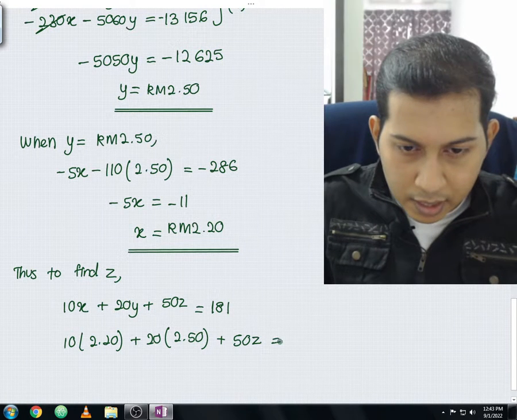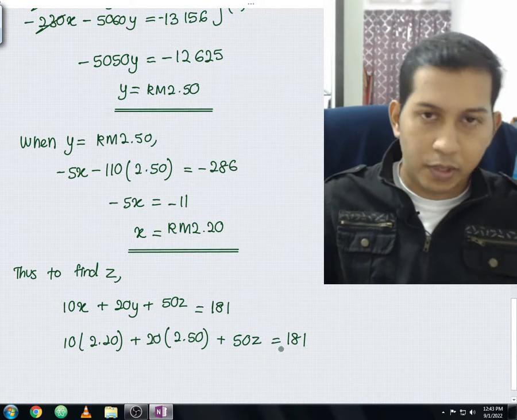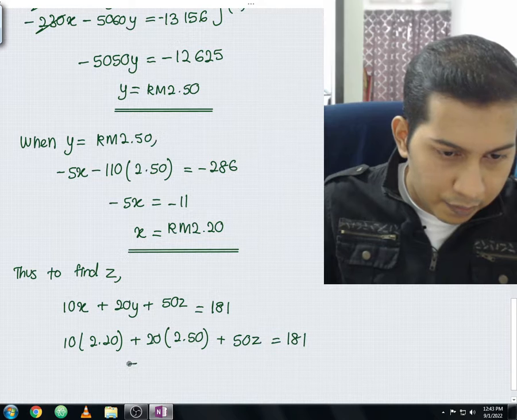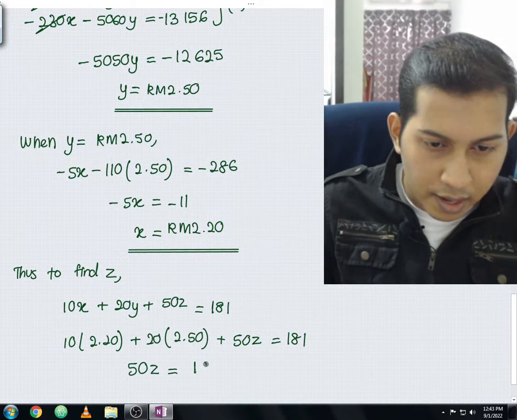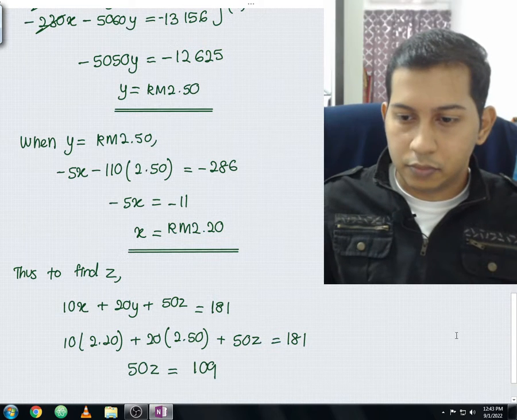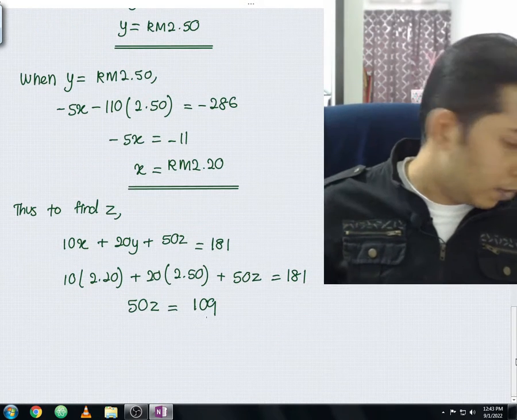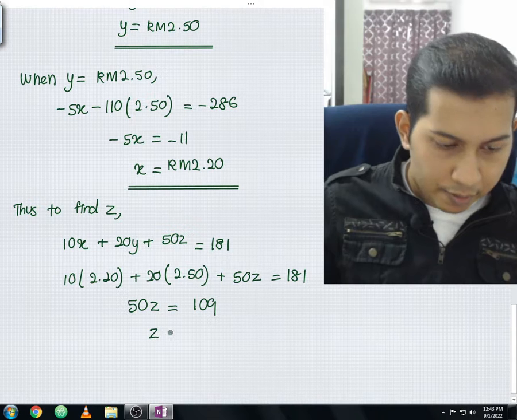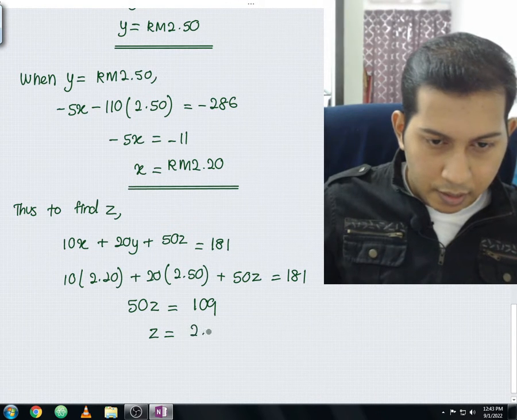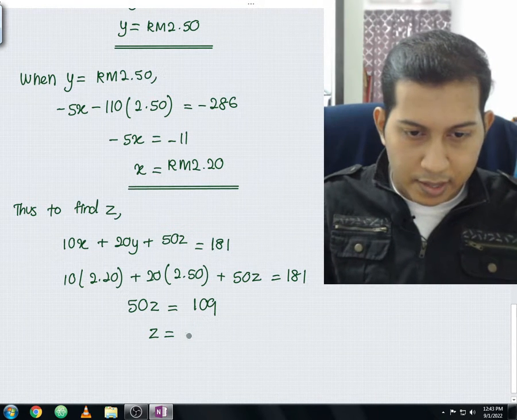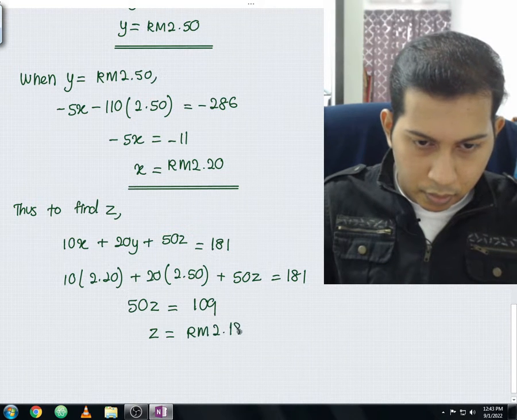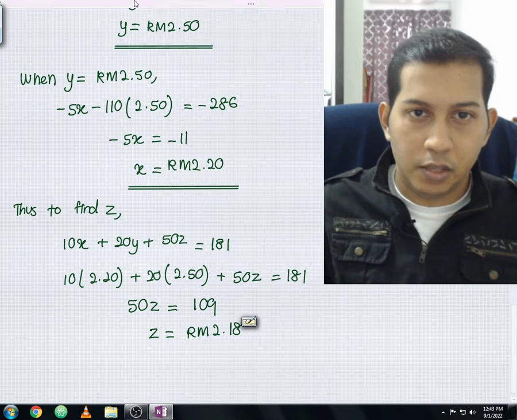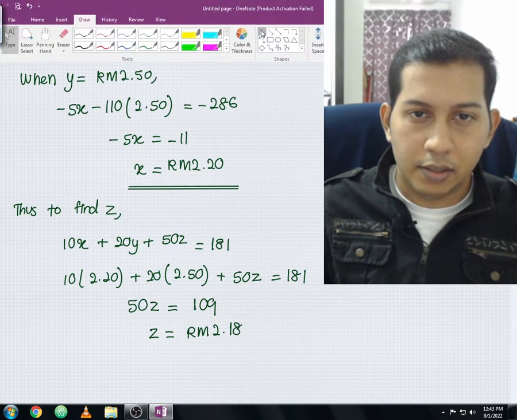So from here, 10 times 2.20, plus 20 times 2.50, plus 50z, the z one, which is the one we're going to find out now, should equal 181. So from here 50z is equals to 109. So from here you should get your z equals to 2 ringgit and 18 cents. Let me underline the third solution.